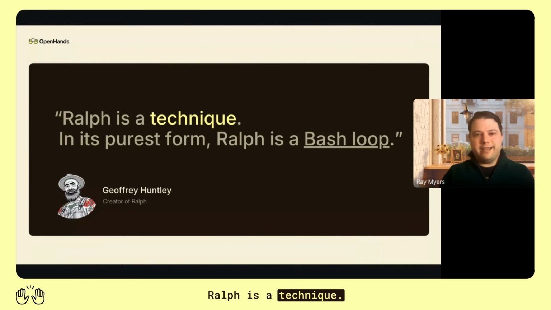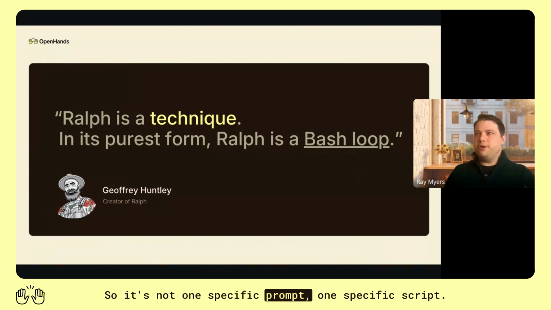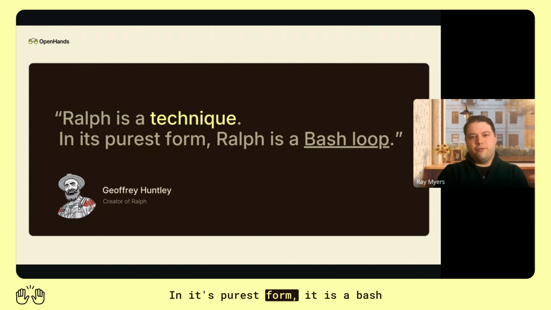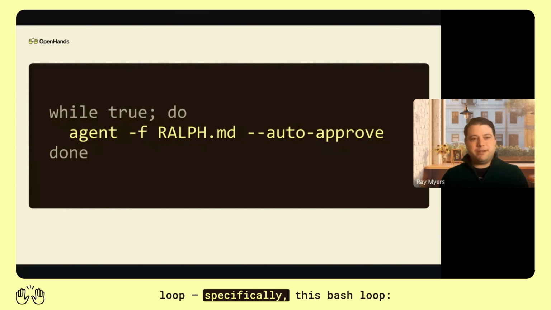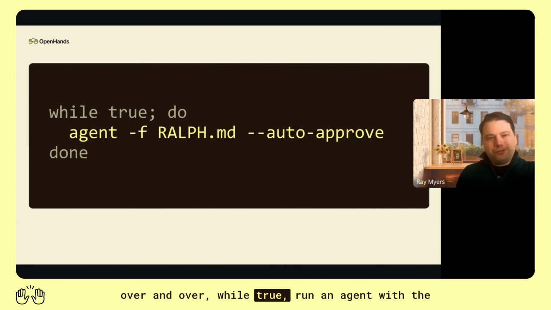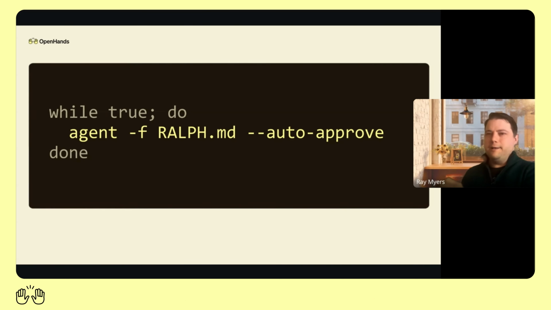Ralph is a technique. So it's not one specific prompt, one specific script. It is a strategy of using coding agents. And in its purest form, it is a bash loop. Specifically, this bash loop. Over and over, while true, run an agent with the same prompt, auto-approved, like headless mode.